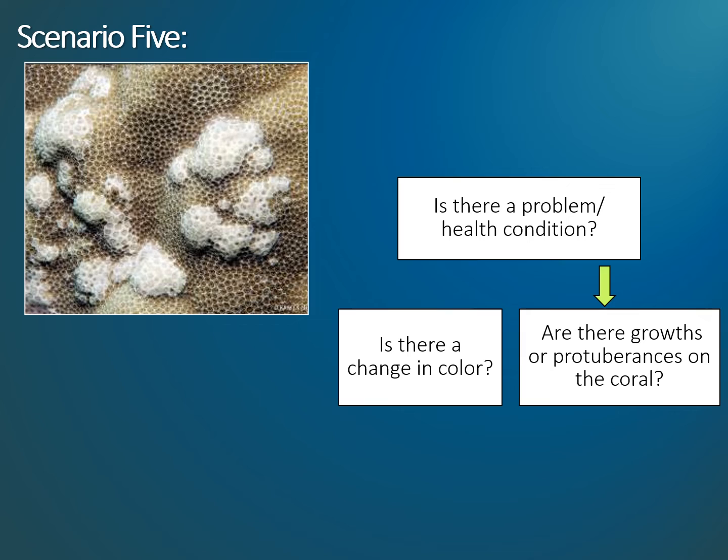In this final scenario, you come across the coral in the upper left. You see obvious growths on a smooth mounding coral with unique texture and color on the growths. What do these signs indicate?